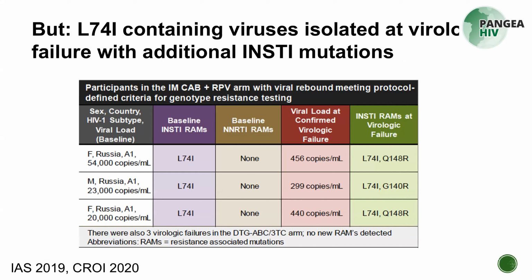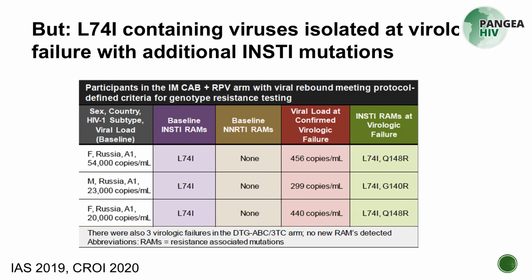some early data from these studies on injectables showed that in Russia, three of the virologic failures who had a polymorphism in integrase at position 74, so L74I, these individuals experienced virologic failure with the addition of major integrase mutations. Now, it's unclear as to what the risk ratio was for having L74I and drug resistance and failure, but it is quite striking that each of the three virologic failures developed a major integrase mutation.